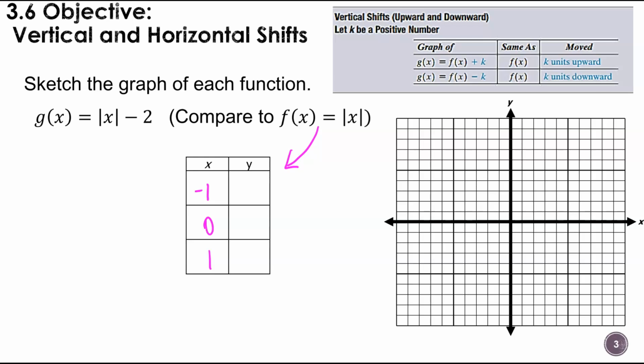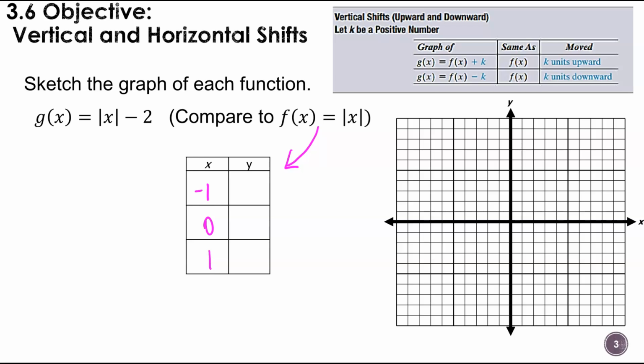Now I want you to notice up here I have this little chart, and it tells us what happens when we have a number out here, right? What is that telling us to do? Well, this is telling us that we're going to go from a common graph to a shift, and it's going to be downward 2. And so notice when it says f of x minus k, then we're going to shift downward.